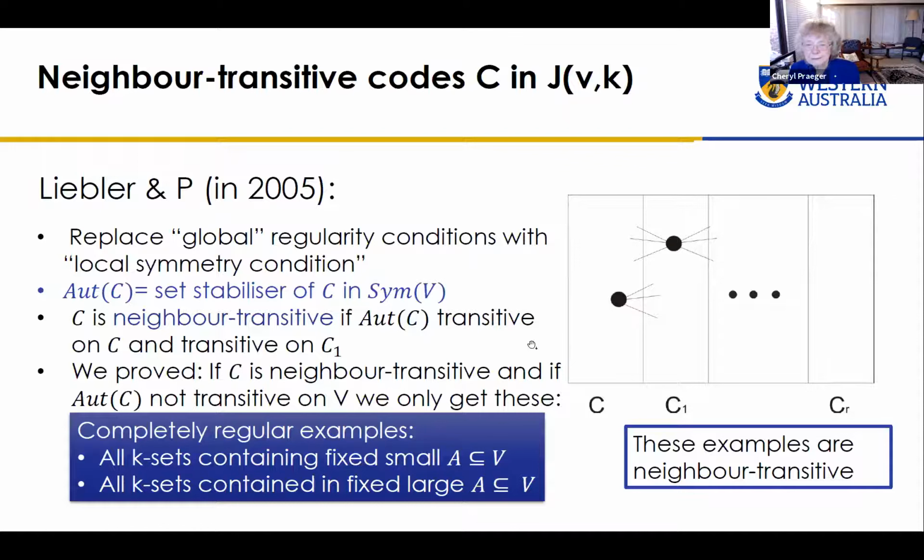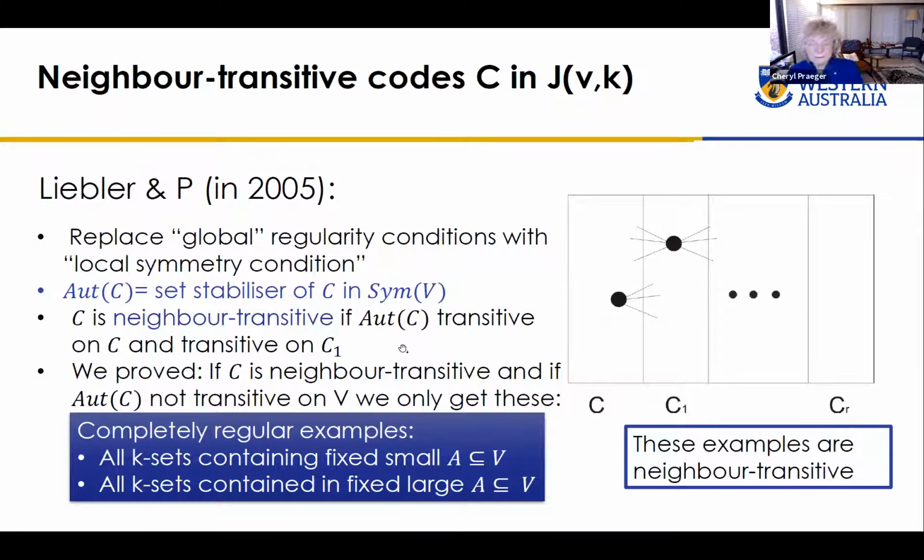Of course, it's leaving C invariant, that's its definition. And so it's also going to leave the code neighbors set invariant. And so Bob and I decided to call the code neighbor transitive if the automorphism group is transitive both on C and also on the code neighbors C1. And this ensures that those regularity conditions are true if I think of vertices in C and in C1, but I'm not making any assumptions about any of the other parts of this distance partition.